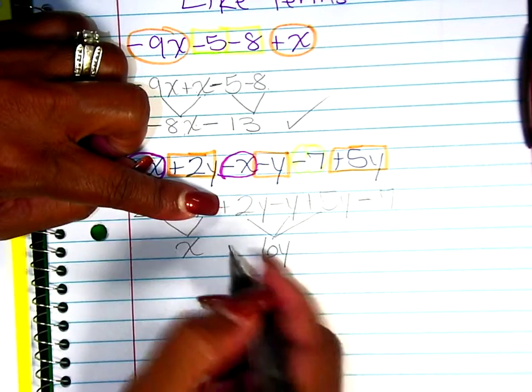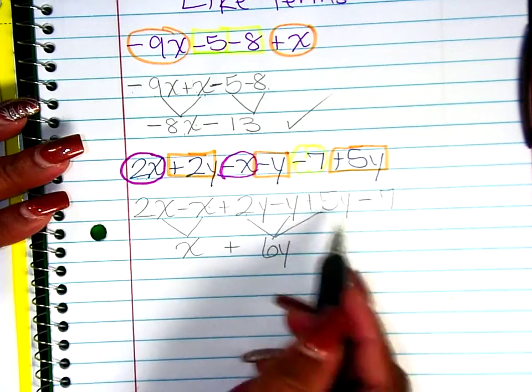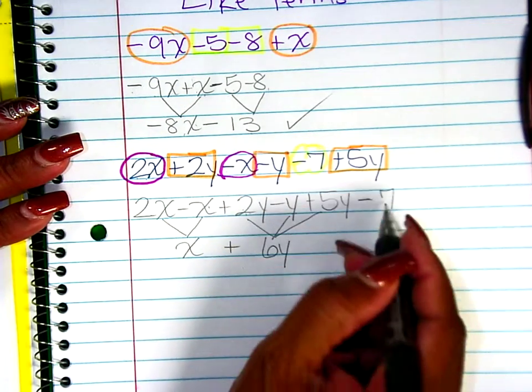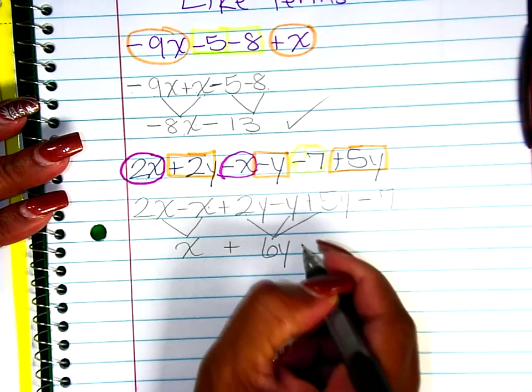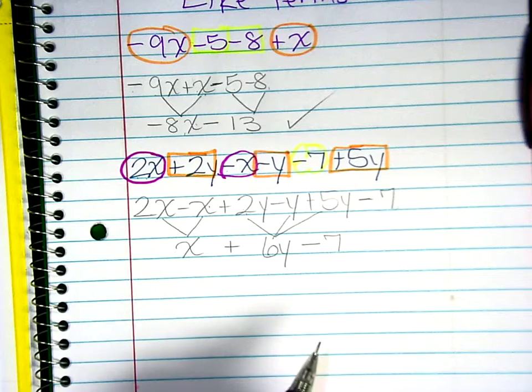Is it positive? Yes, it's positive because 2 minus 1 is just 1. 1 plus 5 is 6, so we have 6y. Affix the minus 7, just bring it down, and you're done. We are done.